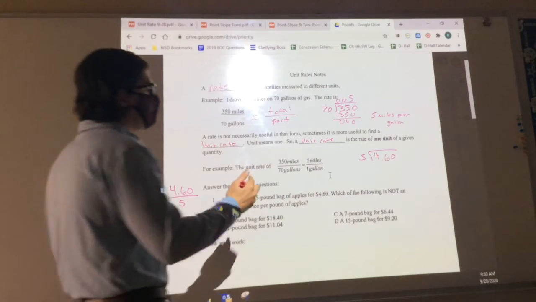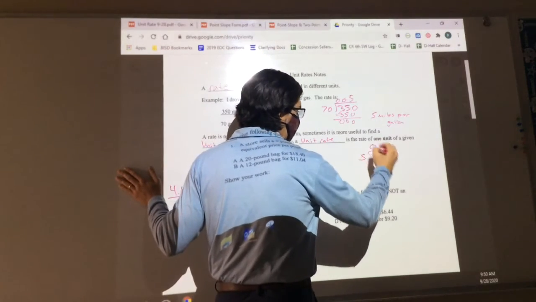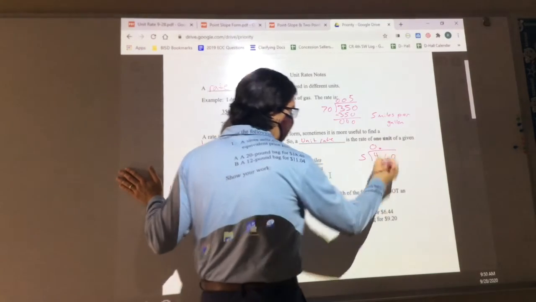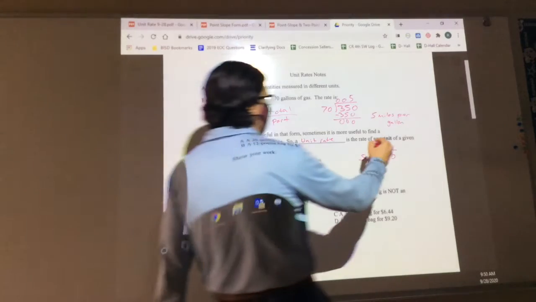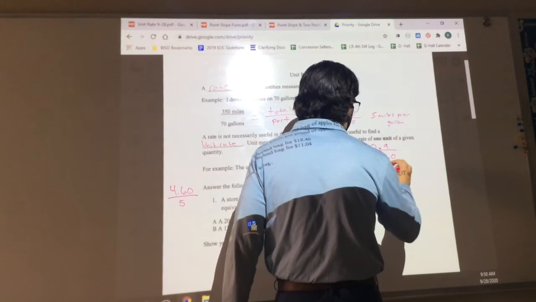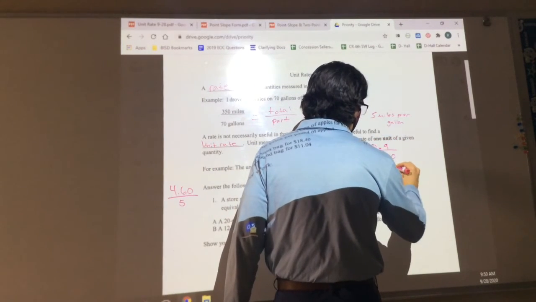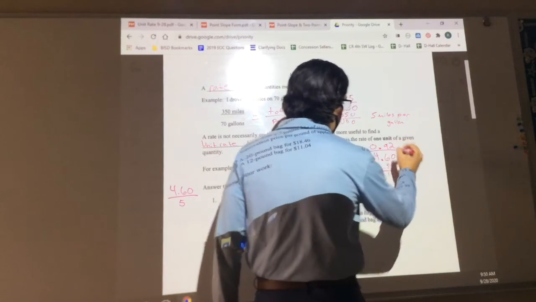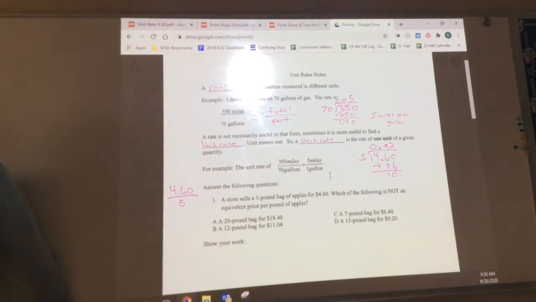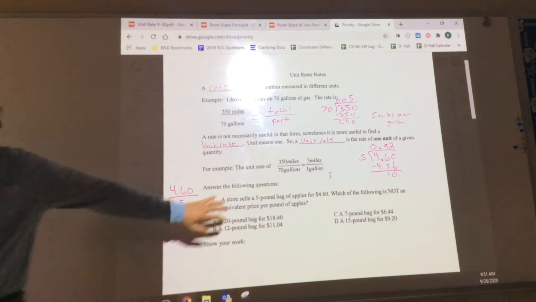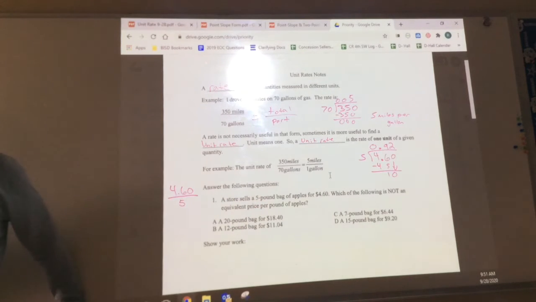How many times does 5 go into 4? 0. Decimal, decimal. How many times does 5 go into 46? 9. 9 times 5 is going to give me 45. Subtract my 1. Okay, so somebody put that into words for me now. What does that 0.92 mean? We're going to talk about this particular problem right here. What does that 0.92 mean?